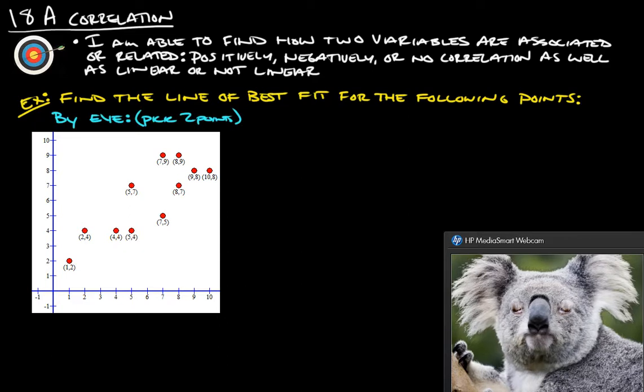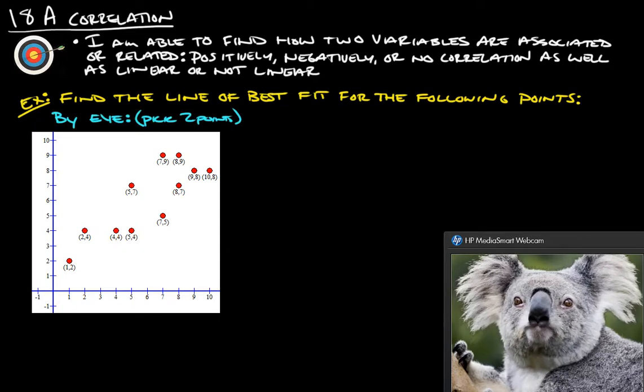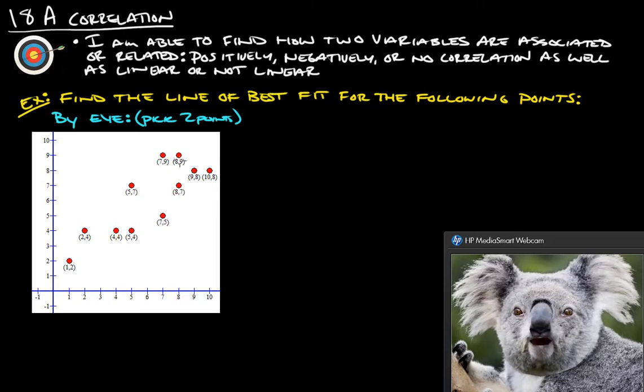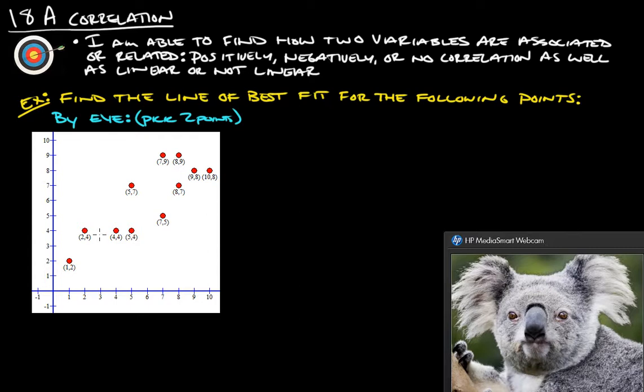Okay, so we are going to find the line of best fit for the following points. There's a couple different ways to do it. One is by eye, where you just simply pick 2 points. And so let's try that one out first. So we're going to pick 2 points which we think are going to probably be the best fit. So probably this 1, 2, that line there.